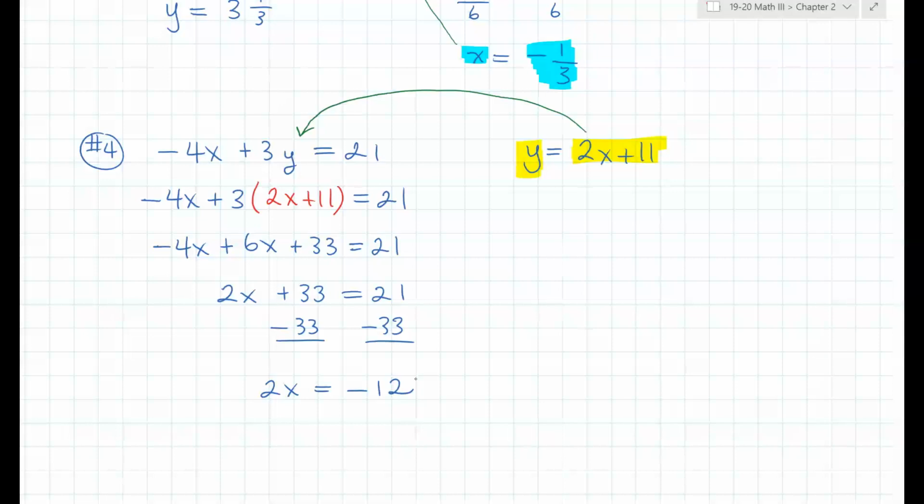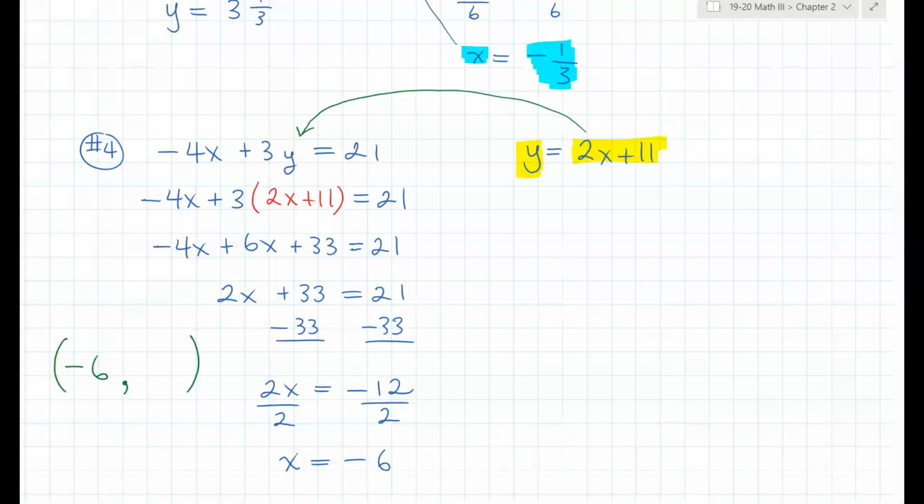Well, just divide by 2 and you should have your x variable. So divide by 2. X is equal to negative 6. Okay, now that's one of my answers. Let me put that over here. I'm going to put a little coordinate pair right there. So x is negative 6.